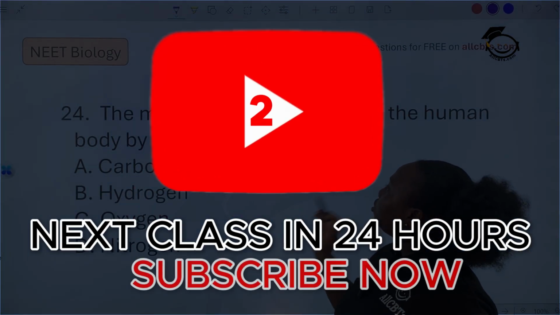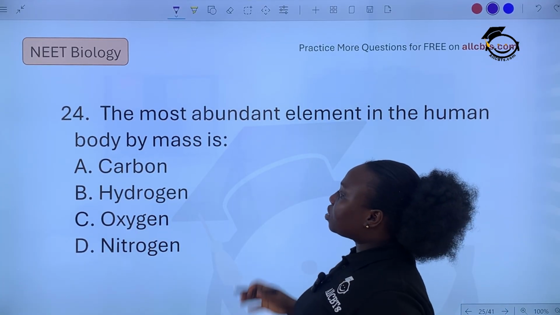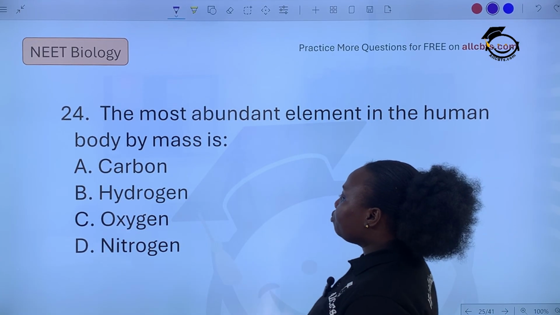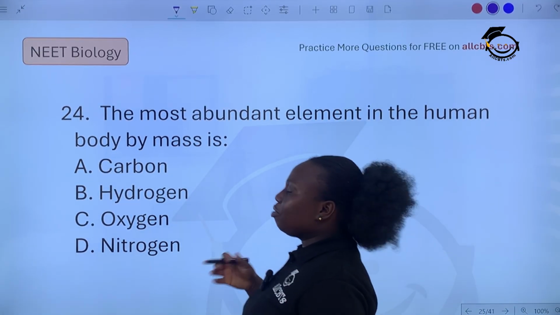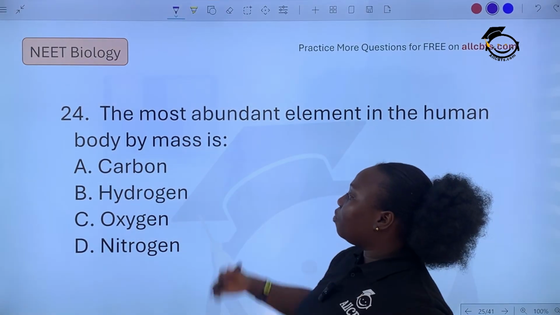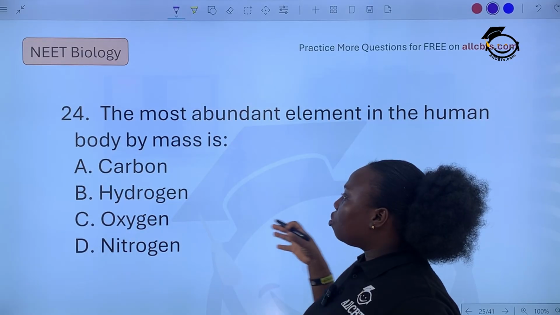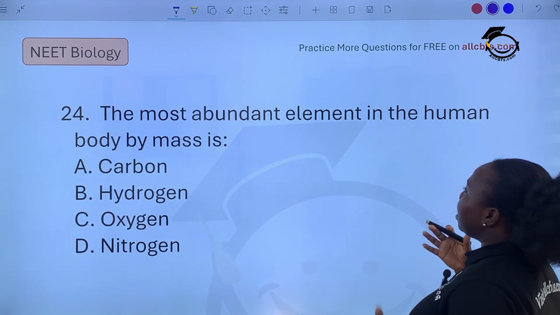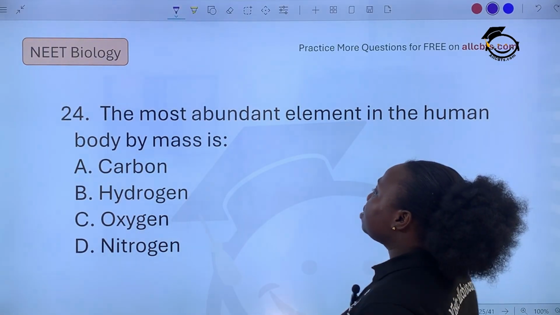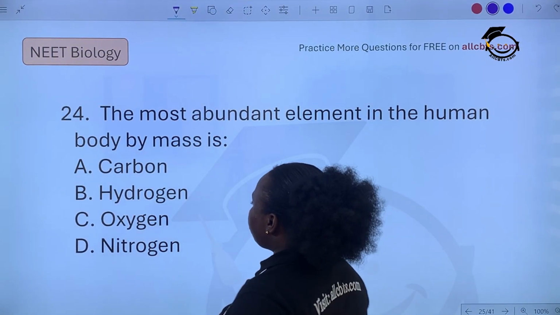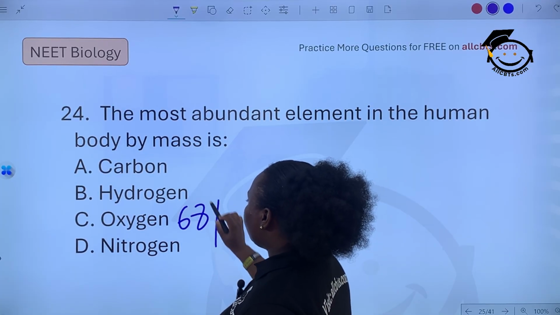Number 24, the most abundant element in the human body by mass is what? A, carbon. B, hydrogen. C, oxygen. D, nitrogen. Now in the body, yes, we have carbon, hydrogen, oxygen, and nitrogen, but which of these is the most abundant by mass? The one that has the largest is oxygen. Oxygen makes up almost 68% of the body.